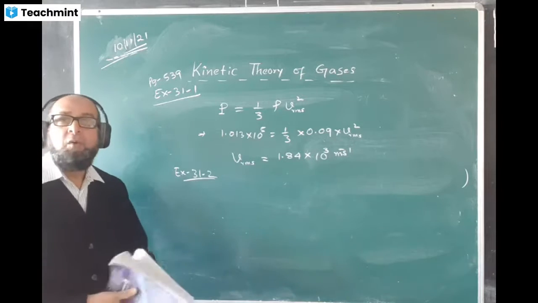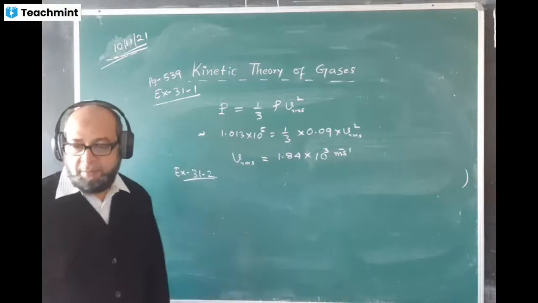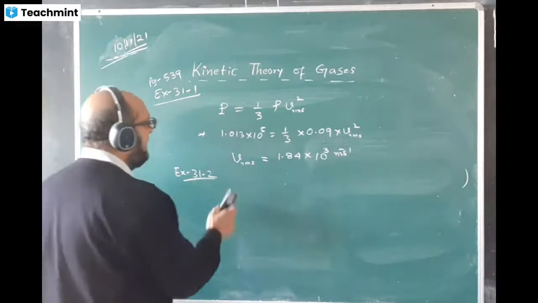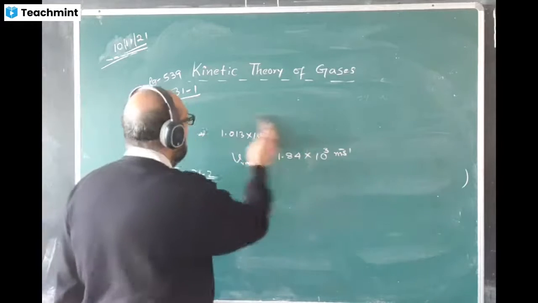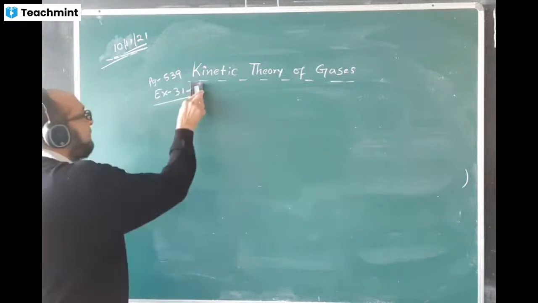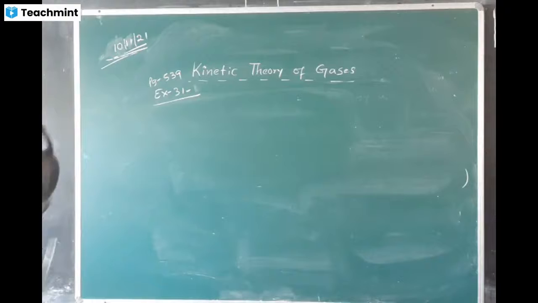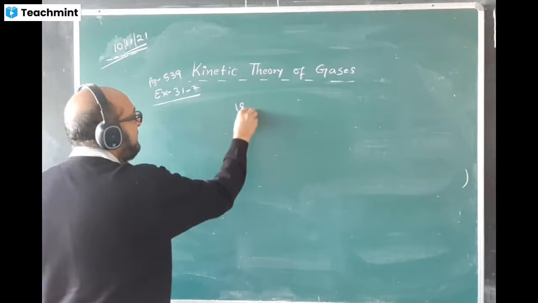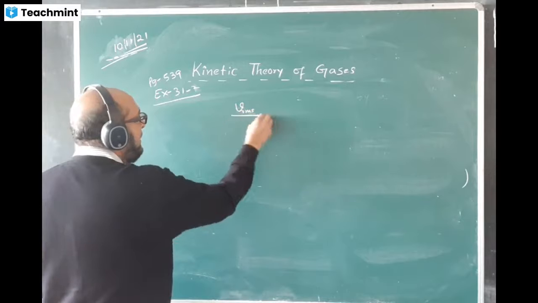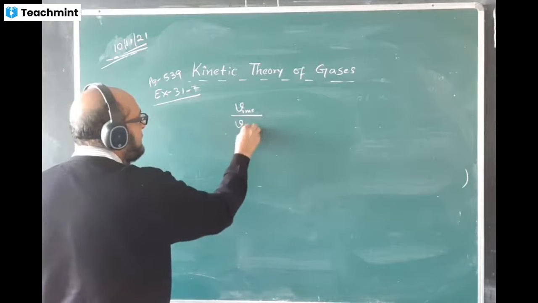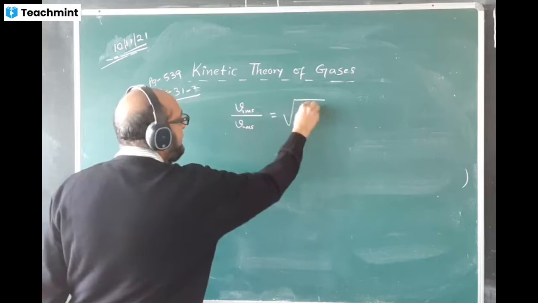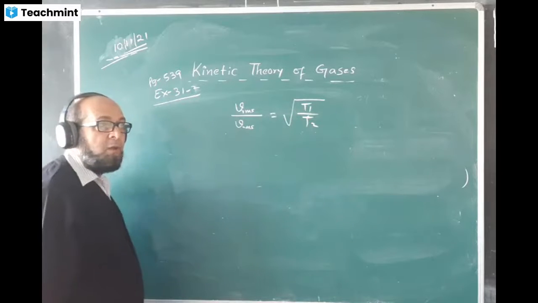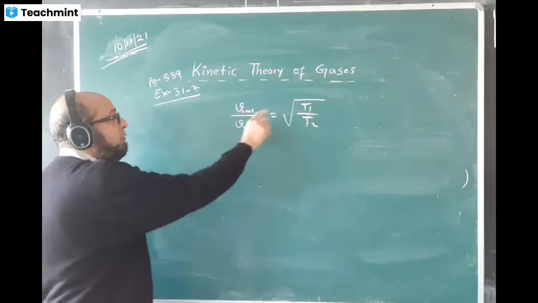The value of RMS velocity has to become double the value of the gas at 0 degree Celsius. In this question, we will be using the relationship between RMS velocity and temperature. You can write VRMS1 by VRMS2 is equal to root of T1 by T2. Square is equal to T1 by T2, but when square is not there, the root.